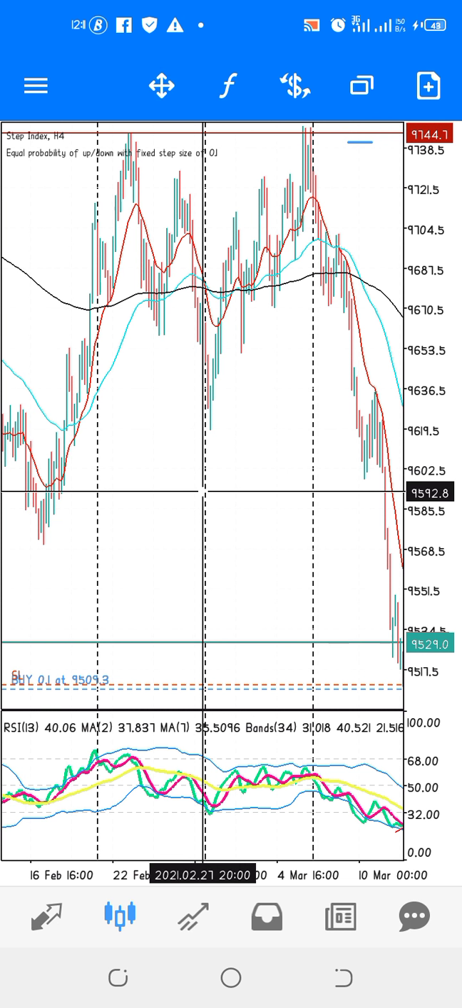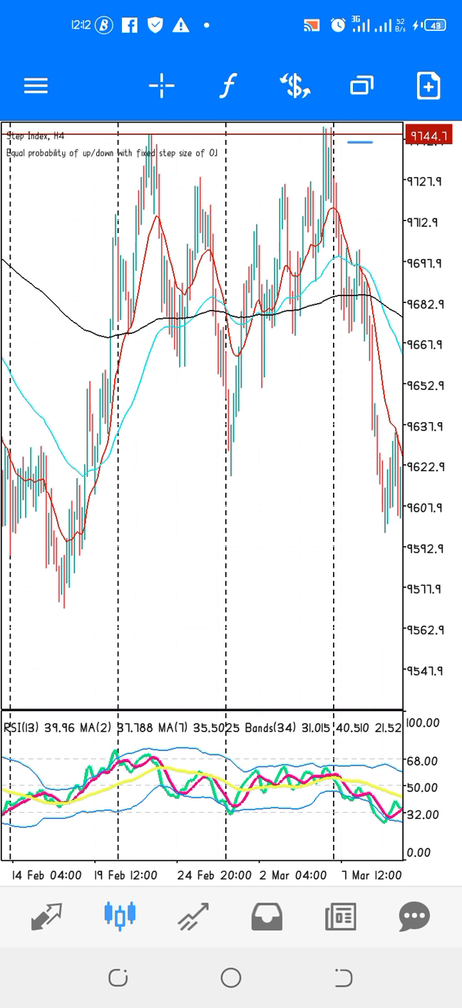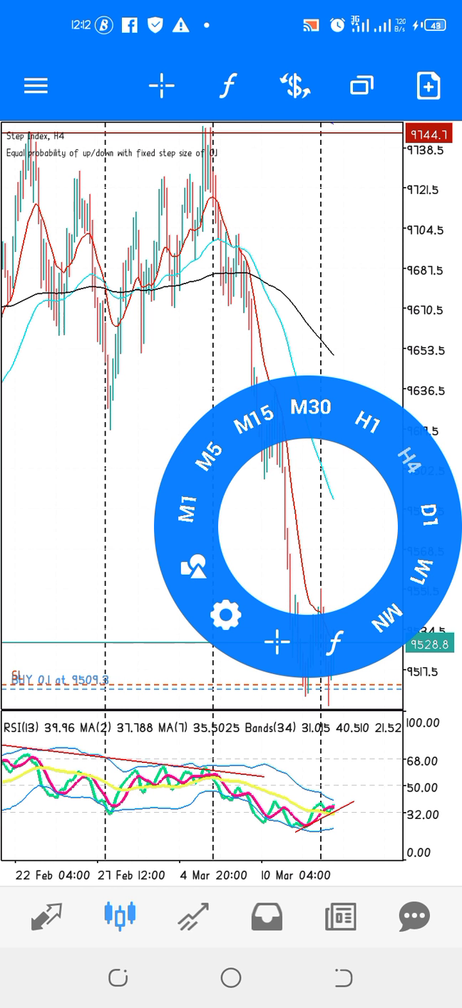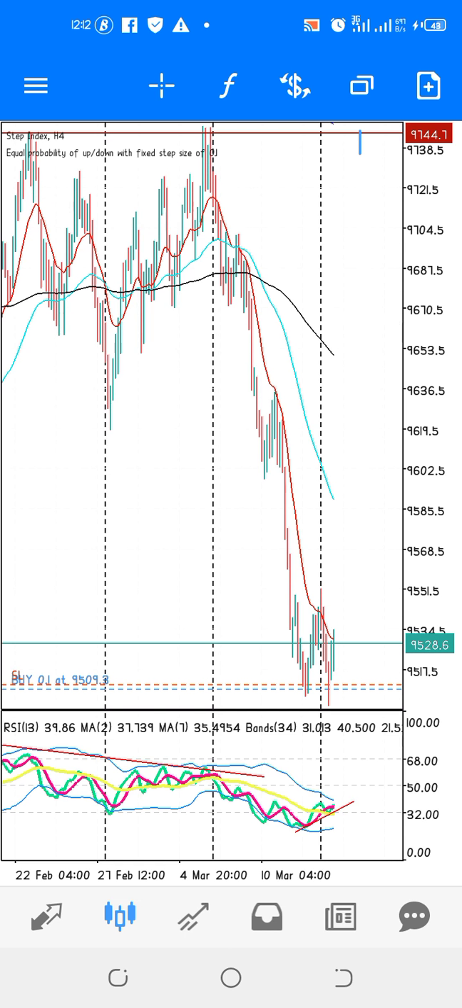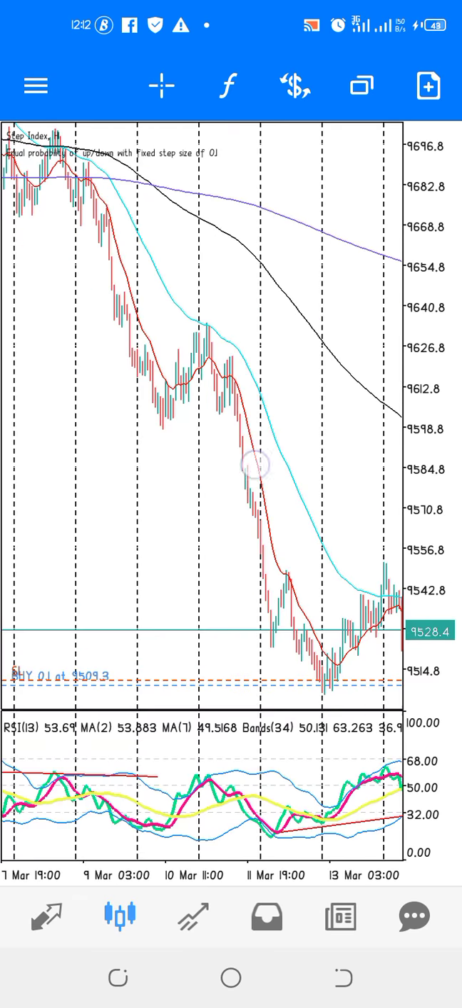my RSI was telling me it is going lower. See, perfect divergence. This was a very good divergence for me to enter a sell. So as you've seen this kind of trade, you just go to H4, then you go to H1 for entry.